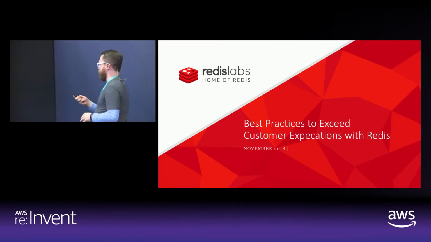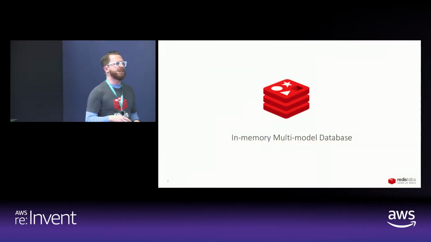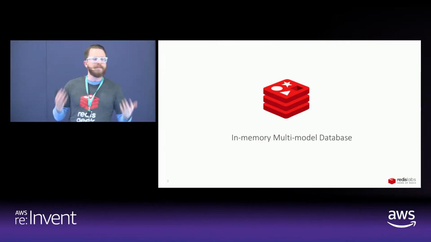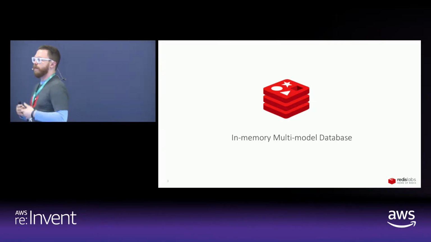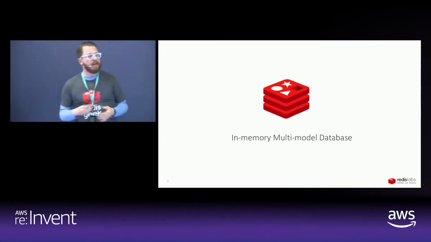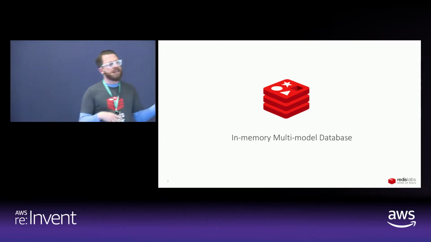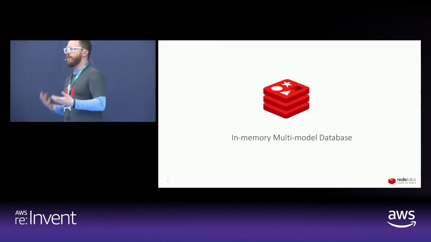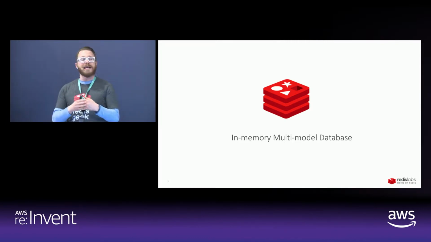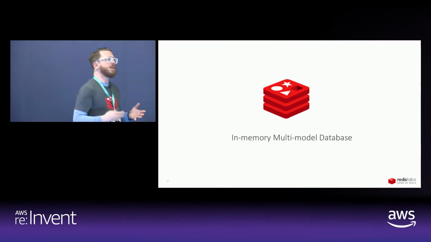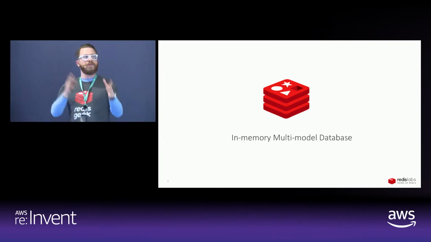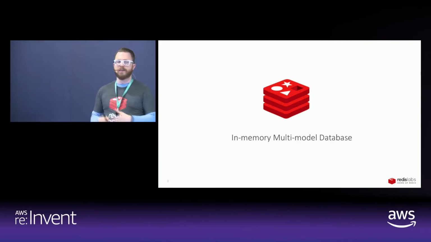So let's go through and talk about something that you may have noticed. This is the Redis logo, and here's what we are. We're an in-memory multi-model database. Now, what does that mean? OK, so people think of Redis as a cache, right? OK, that's fine. But really what we are is a multi-model database. Redis can be extended. It is an extensible database that allows you to create many different models to fit your data the best way possible.